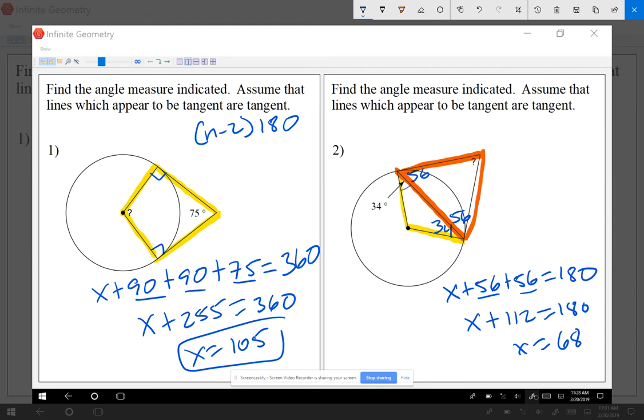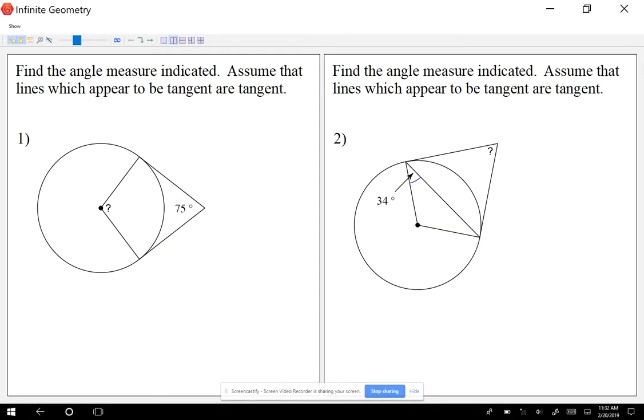I used the 34s to come up with the 56, because I know a radius and a tangent cross at 90 degrees. So you did 90 minus 34? 90 minus 34, yeah. How come on this side you equaled it to 360, but on this side it's 180? Because on question number 1, there's 4 angles. Question number 2, there's 3 angles. So far, so good. Now let's pick it up a notch.